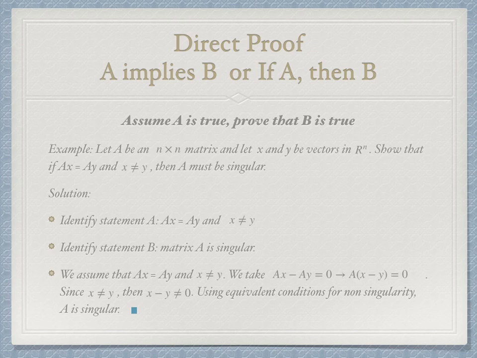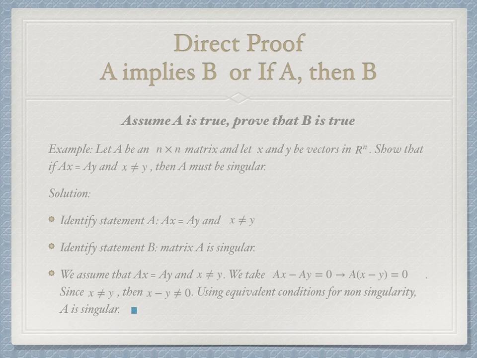Let A be an n by n matrix, and x and y are vectors in Rn. If you want to show that if Ax equals Ay and x is not the same as y, then the matrix A must be singular. Well, first, let's identify what is A and what is B. So in this situation, statement A is Ax equals Ay, and x is not the same as y. And statement B is A must be singular.